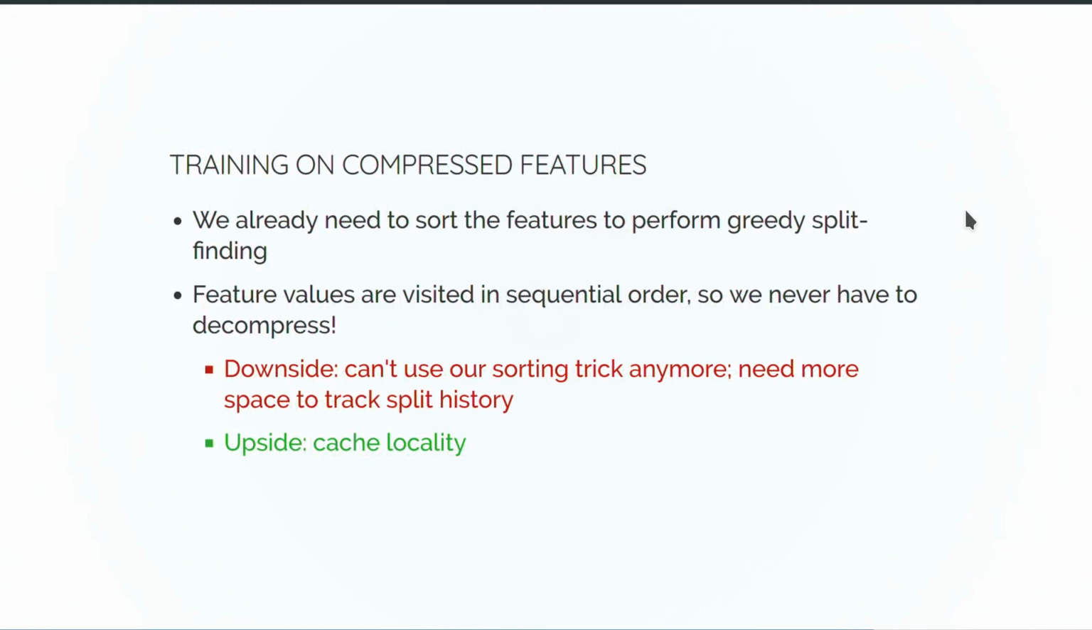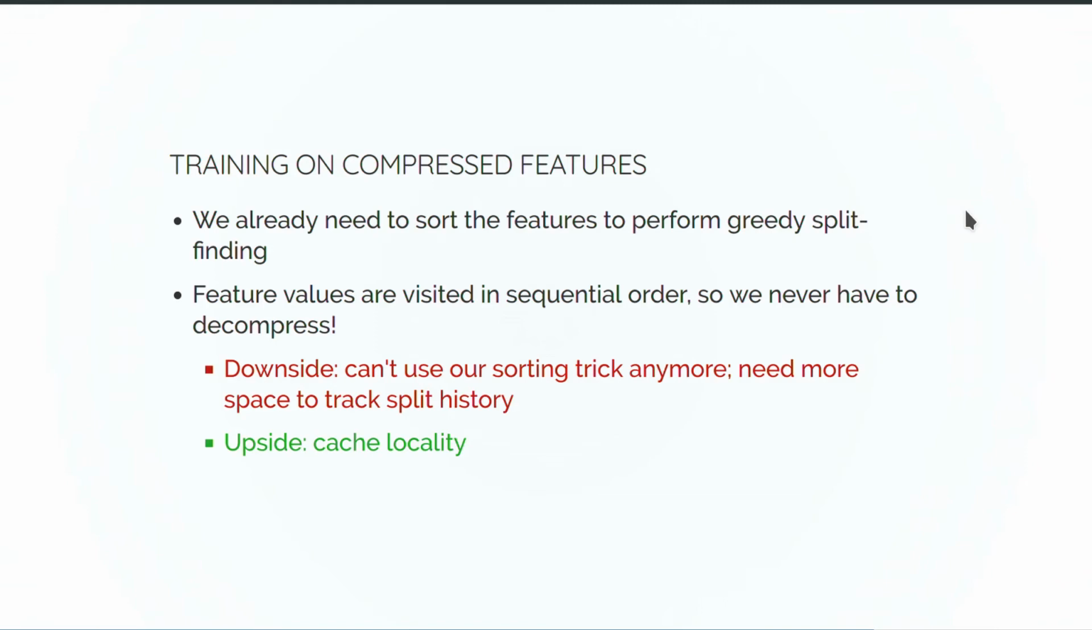Recall, we already need to sort the features. So after sorting the features, you start getting runs if you have repeated values of any individual feature. And then these feature values are visited in sequential order when determining the best split. Remember when I said we start on the very left for the threshold, and then we just march that forwards to the right, computing the information gains for each split?